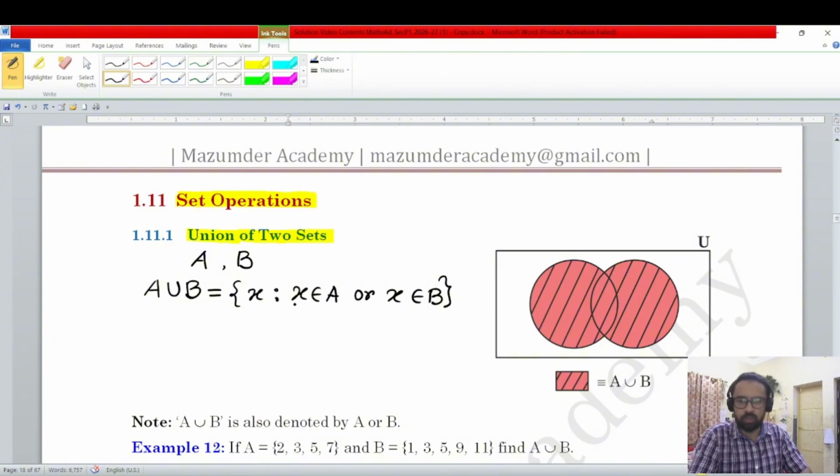Now what does it mean? Union means all the elements which are common and uncommon in both the sets A and B. So they will be in the union. The Venn diagrammatic representation you can see here on the side. So A union B is that shaded region. This region is the common region, so common as well as uncommon region all will be representing A union B.